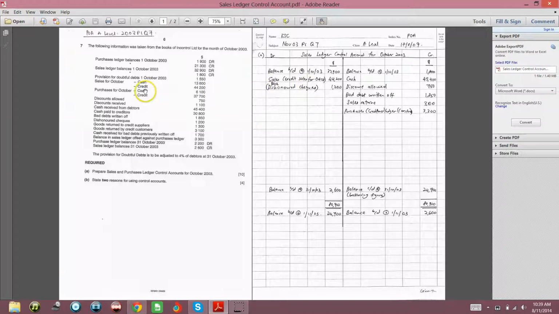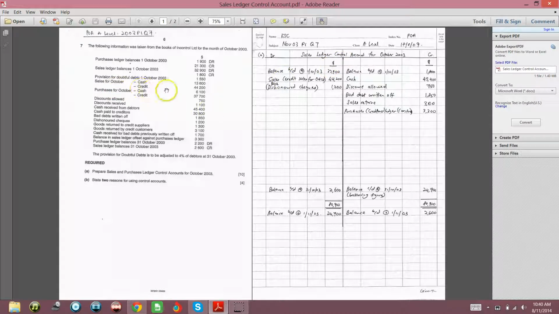Okay, so this one, sales for October, cash sales. Cash sales will be put in the cash book. If I sell to them and they pay cash, they were never my debtors before. Sales ledger control account means the same as debtors control account. So that means cash sales has nothing to do with debtors. They were never my debtors before, so don't put in the debtors control account.